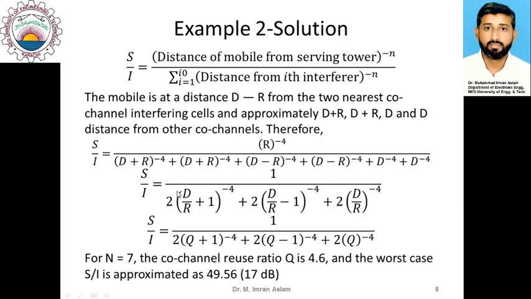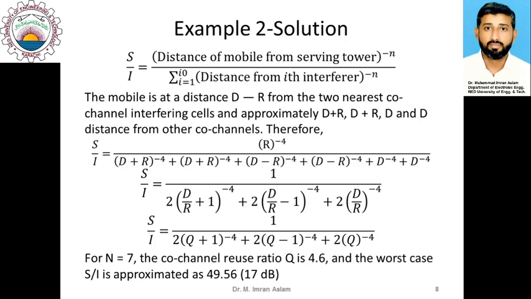So this D over R is defined as the co-channel reuse ratio. This can be written in terms of Q. So S by I for this expression is approximated as (2Q plus 1) raised to power minus 4 plus (2Q minus 1) raised to power minus 4 and (2Q) raised to power minus 4. And you can see that for n equal to 7, the co-channel reuse ratio is 4.6, that we had discussed in our last lecture as well. Therefore, the worst case signal to interference ratio is approximated as 49.56, which is actually 17 dB.